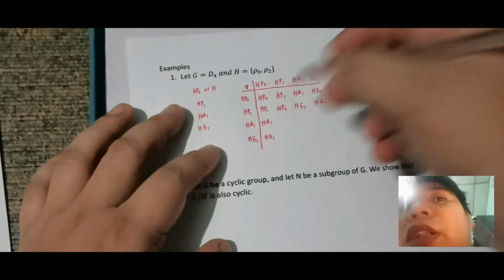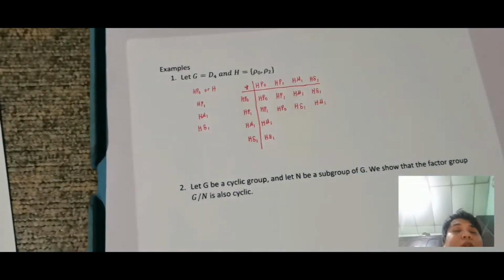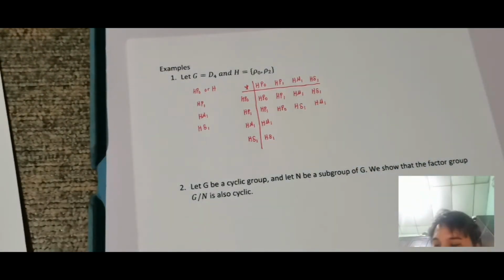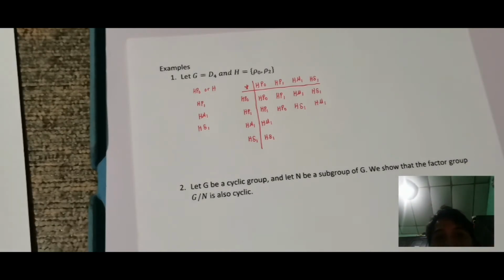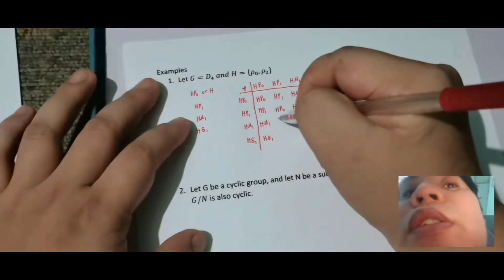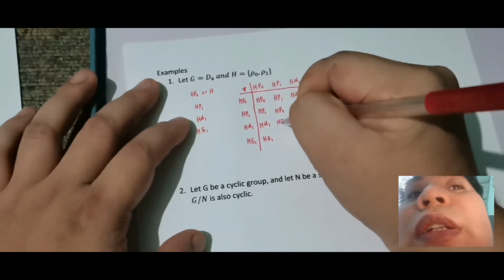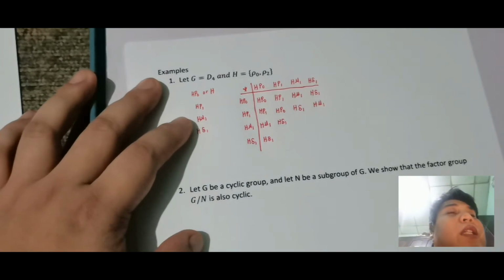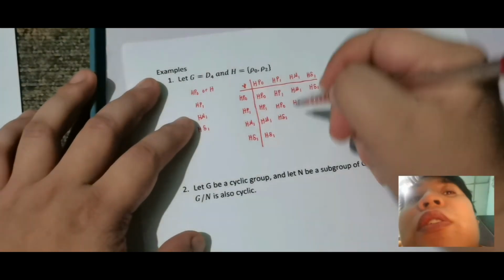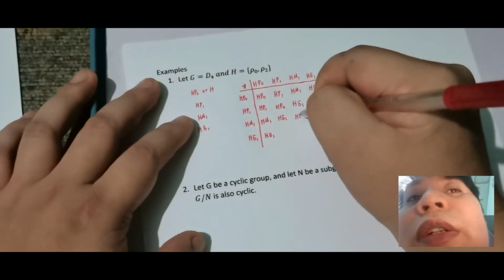So next is dito, mu 1 rho 1. So mu 1 rho 1, check natin. So ano yung mu 1 rho 1? Mu 1 rho 1, that is sigma 1. Okay, so sigma 1 to. So H sigma 1. So dito is mu 1 mu 1, obviously that is identity kasi identity L, so rho 0 to. So this is H rho 0.